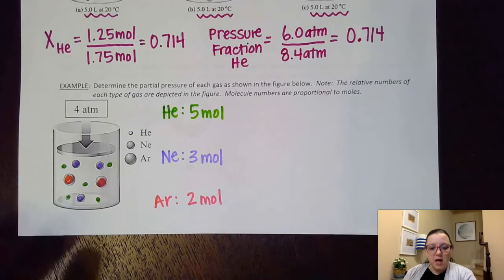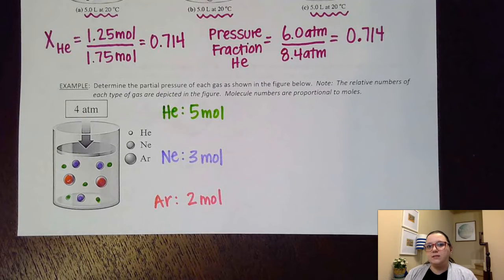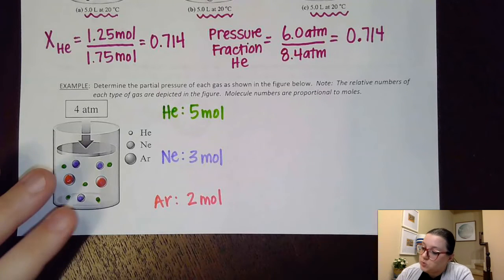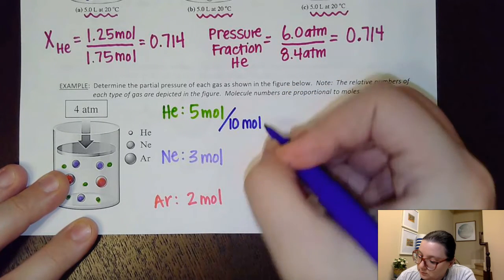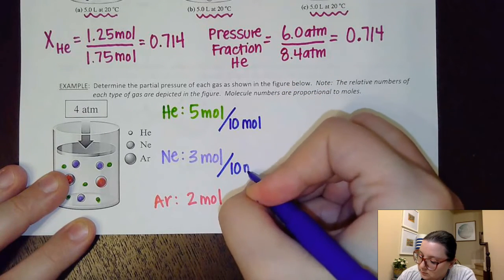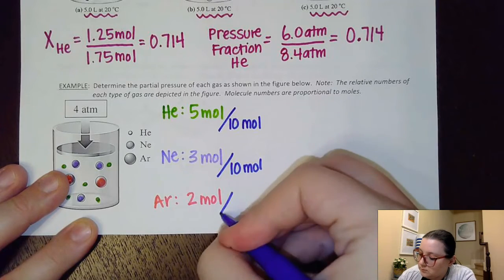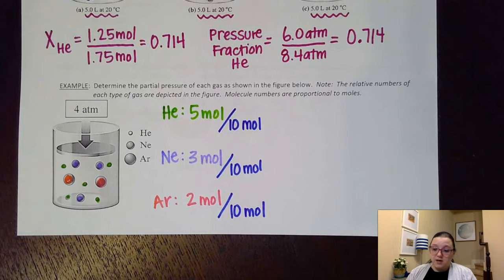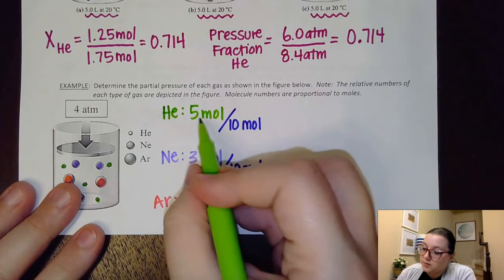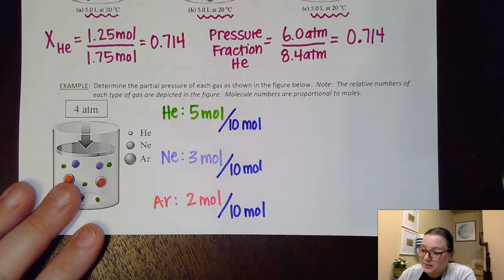Well, if the first thing I want to do is to get myself a mole fraction, then what I would want to do is divide each of these by the number of total moles. Well, 5 plus 3 plus 2 would be 10. So I would divide each of these by the 10 moles total. And that would get me my mole fraction values.